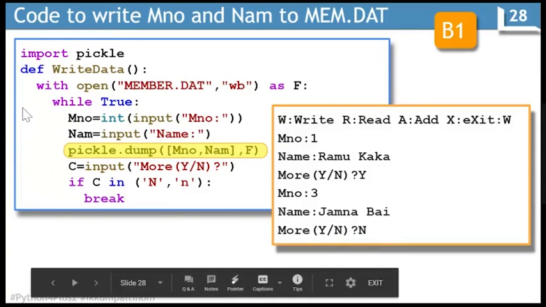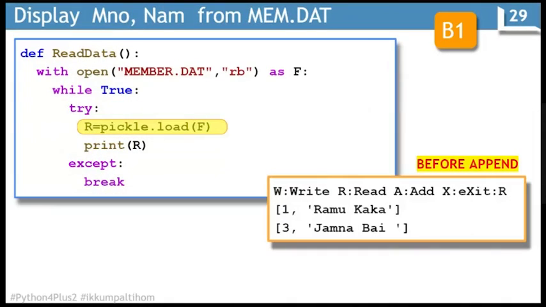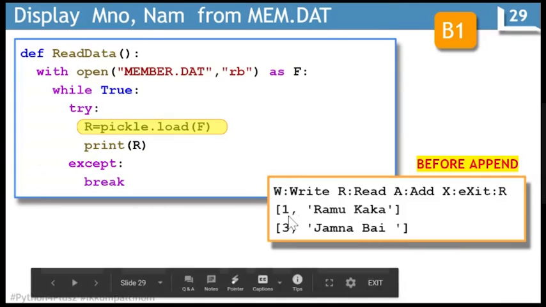So right now in member.dat, we are assuming that we have entered two lists. With the help of this particular code, we are retrieving the data back from the binary file, and this time opening the file in read mode. We are trying to retrieve each record, each list, separately, and after retrieving the list, we are displaying it separately.